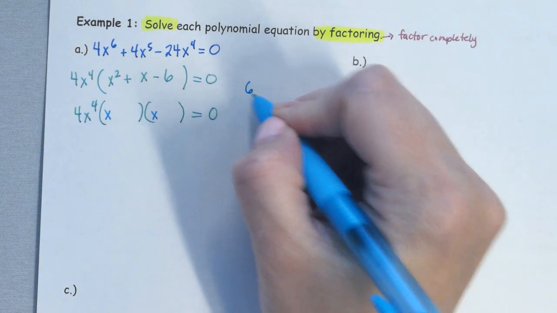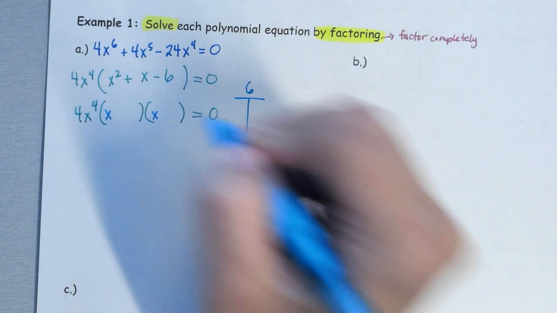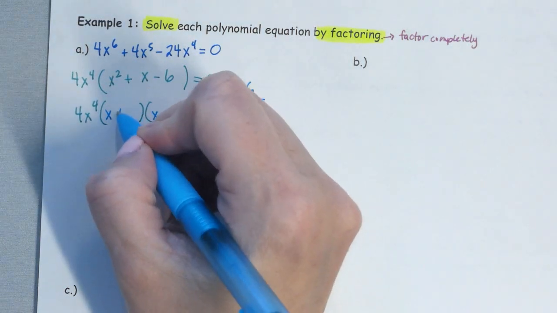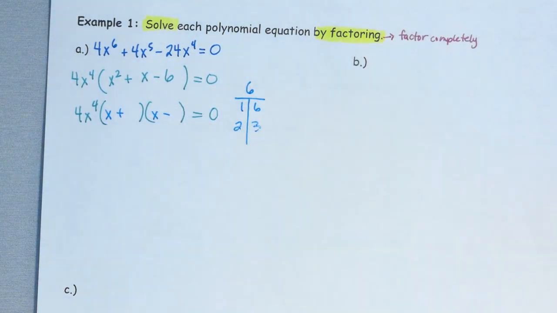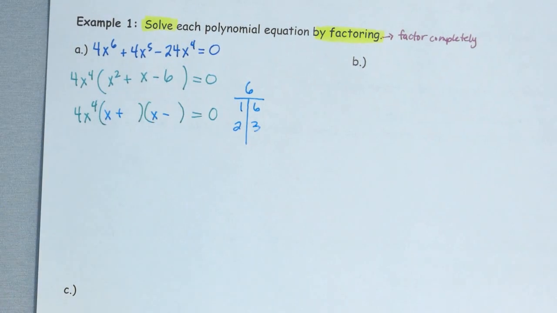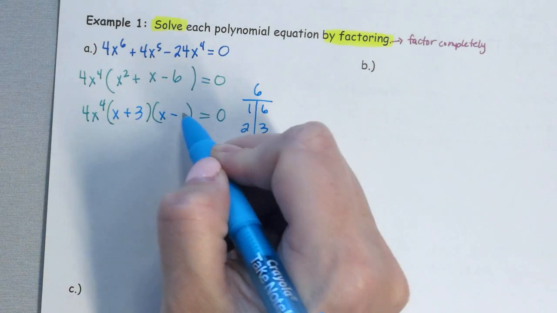Okay, so if you have a negative 6, what does that tell you about the signs? Plus and minus. Yes, plus and minus. So it's either 1 and 6 or 2 and 3. Okay, it has to add to the positive 1, which makes this what? X plus 3, and then x minus 2.